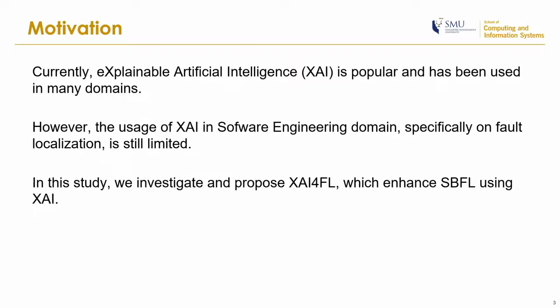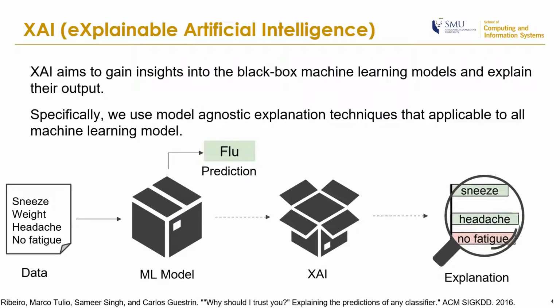Recently, XAI has been gaining popularity and has been used in many domains. However, the usage of XAI in fault localization is still limited. In this study, we propose XAI4FL, which utilizes XAI for SBFL. XAI refers to the methods with which we can gain insight into black box machine learning models and explain their output. In this study, we use a model-agnostic explanation technique that can interpret all machine learning models.